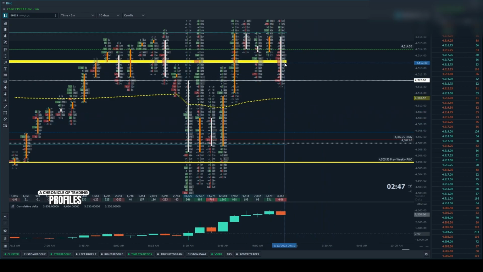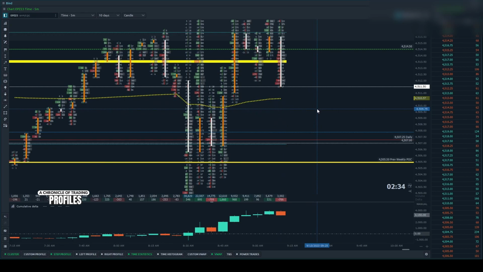So you can see we cut through this POC. Now we want to watch this VWAP area. Again, this is a session VWAP, so it's the entire day, not the RTH VWAP. That would be only the 9:30 to 4:30.